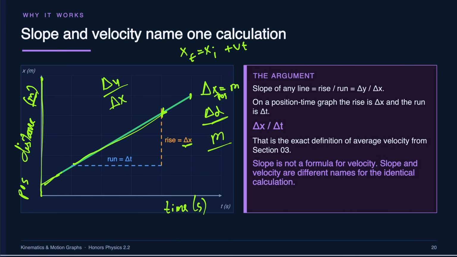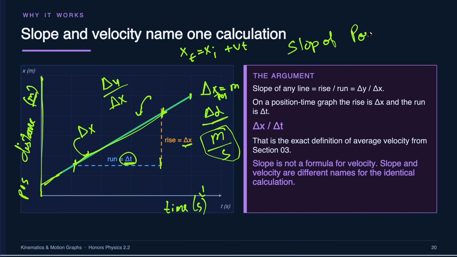And that's going to be over what's the unit for delta t here? Change in time, right? Which is seconds. So that's why the velocity is the slope of this graph. Okay, slope of position time graph is your velocity.